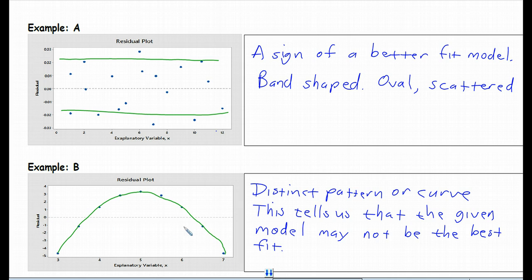So if we were looking at a linear model and we looked at the residual plot and it gave us this distinct curve, well, this would tell me what I'd want to try to use to model the data next. So if this was a line, I'd say, I'm going to try the quadratic next, because the residual plot is giving me that idea of what to use. So those are kind of how we're going to analyze these. We want band-shaped, but we don't want to see a distinct pattern or curve.